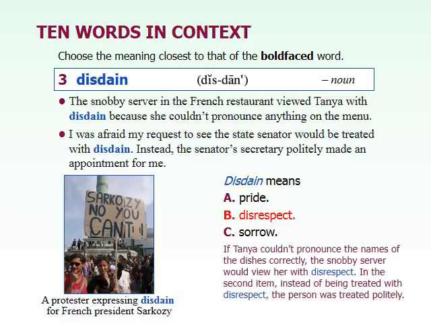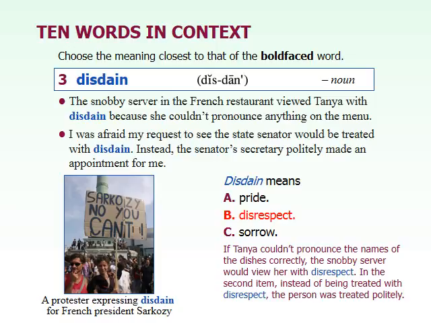So, disdain means disrespect. And we'll notice with this one that in both of these examples, we have the preposition with before the word disdain. So in most of the other examples, we had a preposition after it, but in this case, we have a preposition before it. Okay, but on to the meaning.